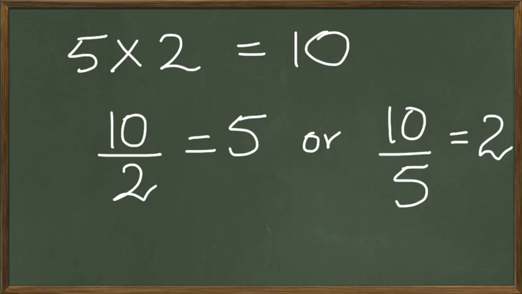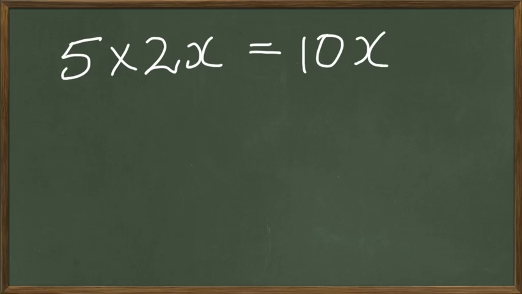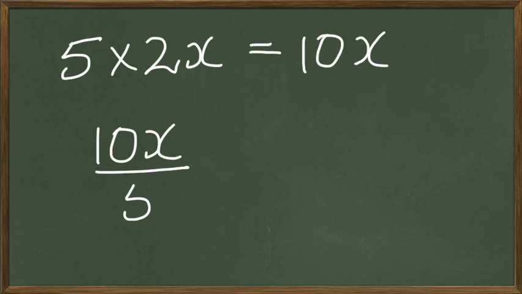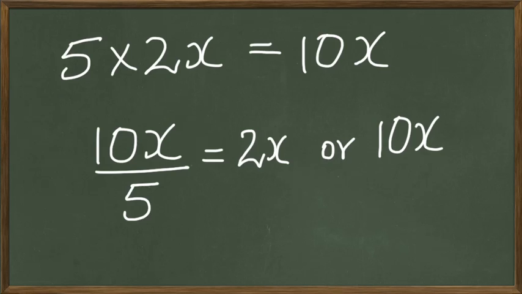The next idea is, instead of numbers, if we have, say for example, 5 times 2x, which is equal to 10x. Now this is the same thing as writing 10x divided by 5, which equals 2x. Or we could also write it as 10x divided by 2x, and that's equal to 5. So that's just some of the things that you would have learned before.